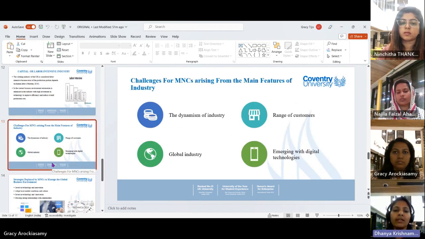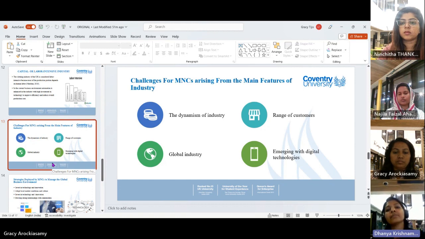The clothing industry is highly dynamic, in which rapid changes occur in the context. The industry involves a wide range of products and companies, from small independent designers to multinational corporations. Sudden changes in market trends, customers' preferences, and recent technologies create various challenges and difficulties for MNCs and affect their operations negatively. Next one is range of customers.